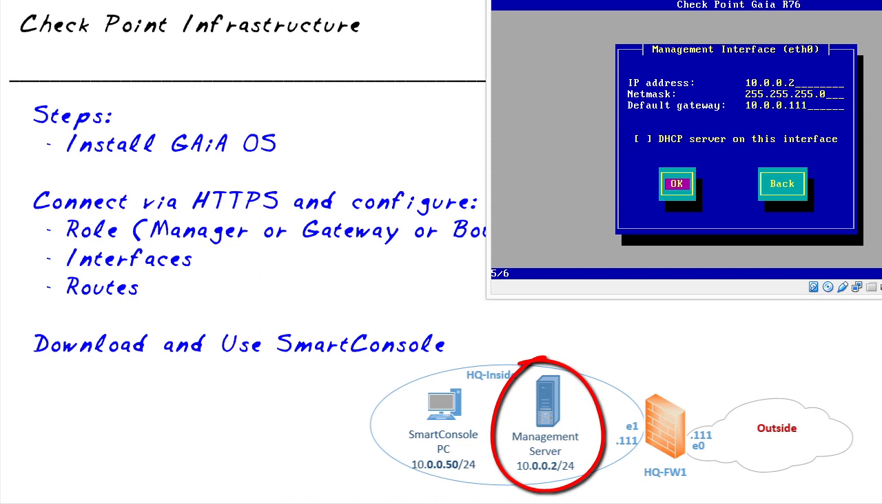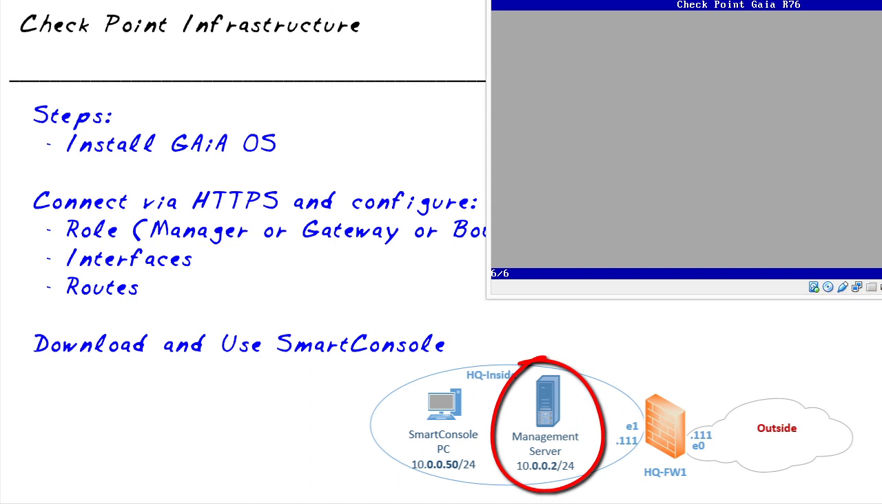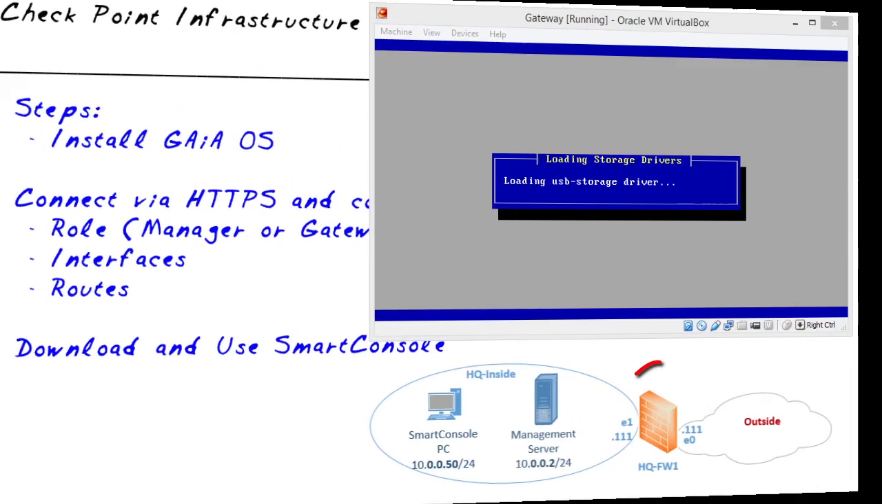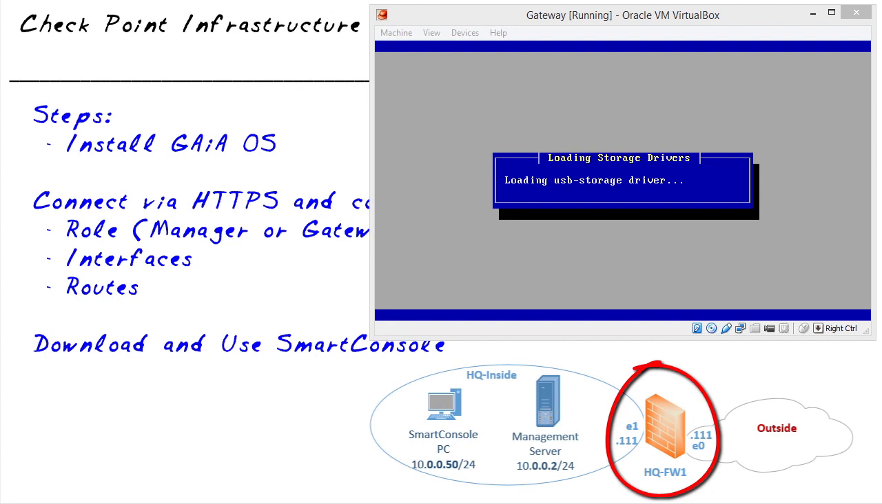And then we'll give this management server its IP address of 10.0.0.2 with a default gateway of the IP address that the gateway will have after we configure it, and we'll select OK. Then we're going to select OK one more time to confirm, and it's going to install. And now that the Gaia operating system is installed on the device that will be our manager, we are going to do a reboot.